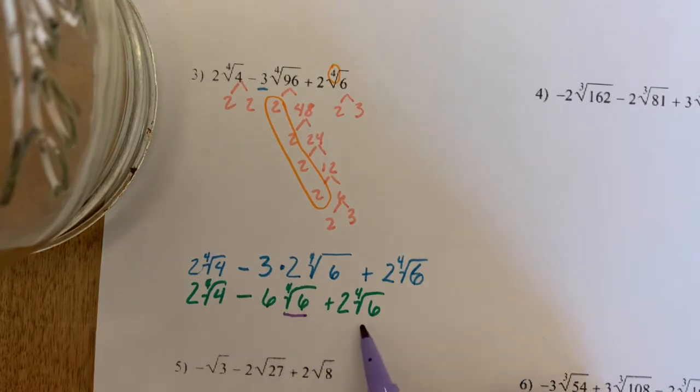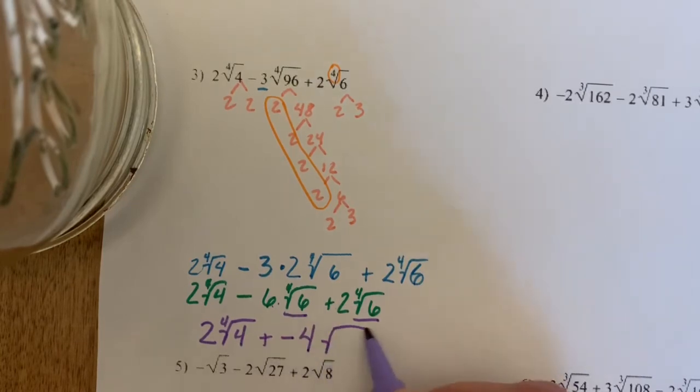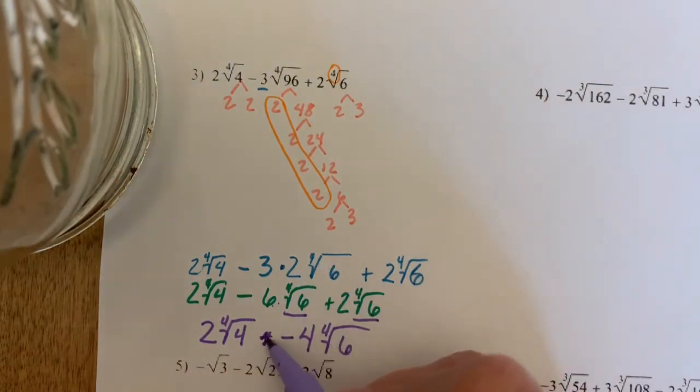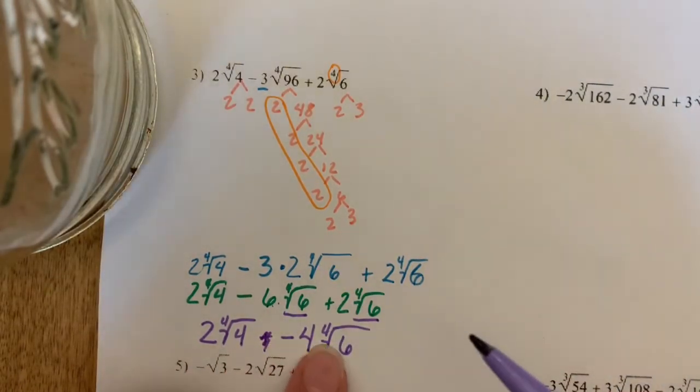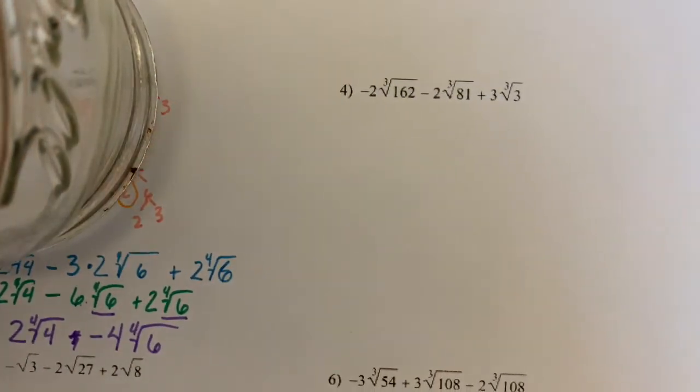So now I can only combine like terms, things that are exactly the same. I have the 4th root of 6 and the 4th root of 6. Those are the two that I can combine. I don't have anything that's the 4th root of 4, so I'm going to leave that as 2 4th root of 4. -6 plus 2 is a minus 4, and that stays the 4th root of 6. So that's my answer: 2 4th root of 4, oops, that's a minus 4 4th root of 6. Let's look at number 4.